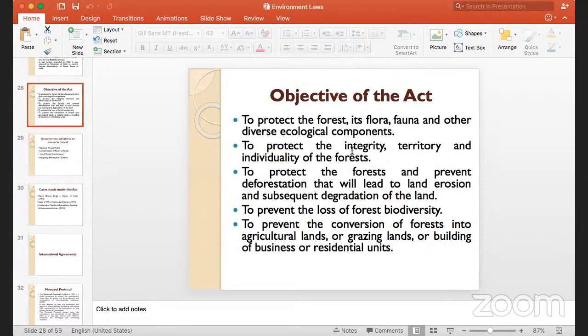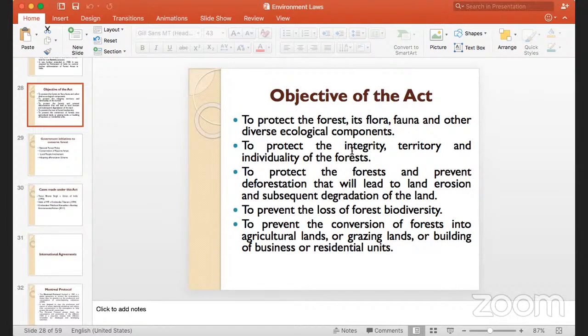Because you know what happens? There is expansion of agriculture and industries into the forested area, and so the animals lose their homes. There are a lot of man-animal conflicts, and the life of wildlife gets threatened. And so the forest limit, the borders of the forest, the expanse of the forest must be conserved. So this act helps in the protection of the integrity, the territory, and the individuality of the forests.